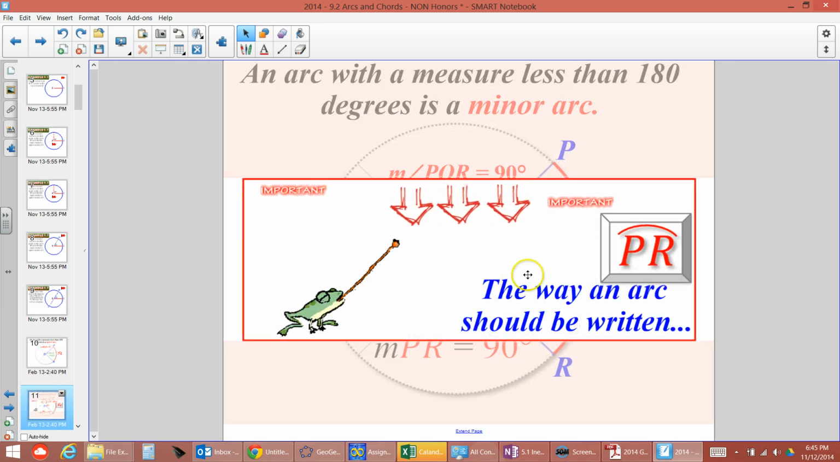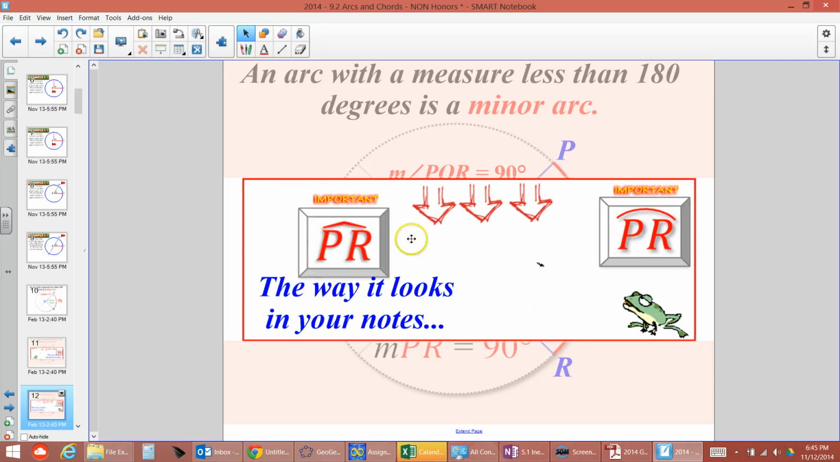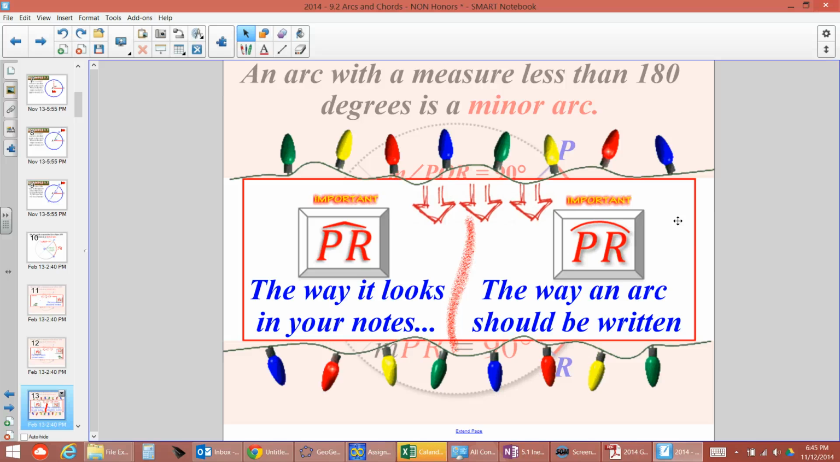All right, notice in your notes, it's written wrong. An arc should be written with a nice curved shape on top. The way it looks in your notes is more like a top hat, like a little pointy hat. Not okay. That's not how it should look. So change it, or remember on the test, I'm going to expect you to write your arcs this way. Really important. Do not forget. Curved shape for the arc.